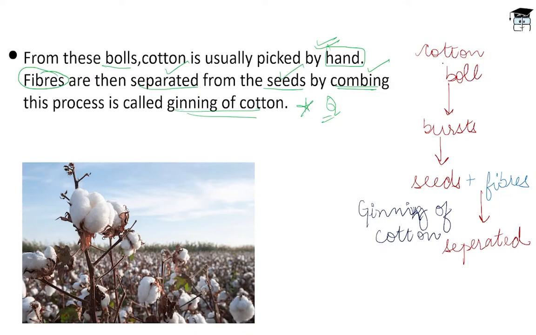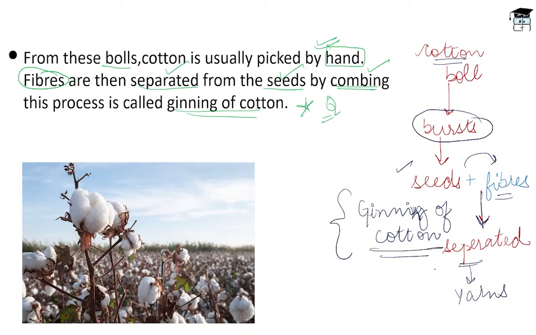I will repeat again. We have a cotton ball. This cotton ball bursts and it produces seeds. Now these seeds have fibers associated with them. So these fibers are then further separated to form yarns, right? And this process is known as ginning of cotton.